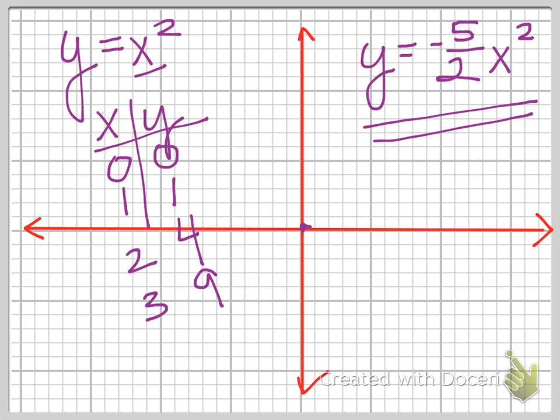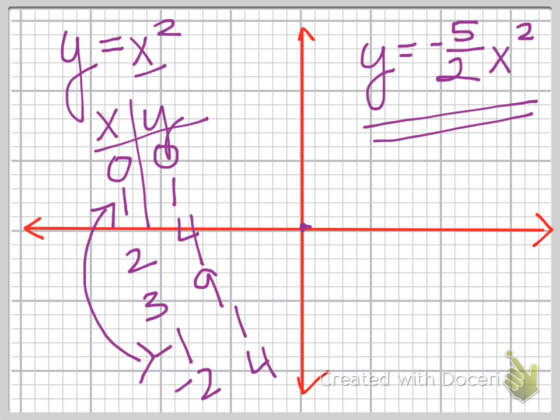Shouldn't we throw down a couple negatives? I think we should. What about negative 1? If x was negative 1, negative 1 times negative 1 is? That's a good one. It's 1. And again, negative 2 times negative 2 is 4. So do you see this? No matter whether x is 1 or negative 1, the output is always 1. So if your x is 1 or if your x is negative 1, you'll get the same y value.